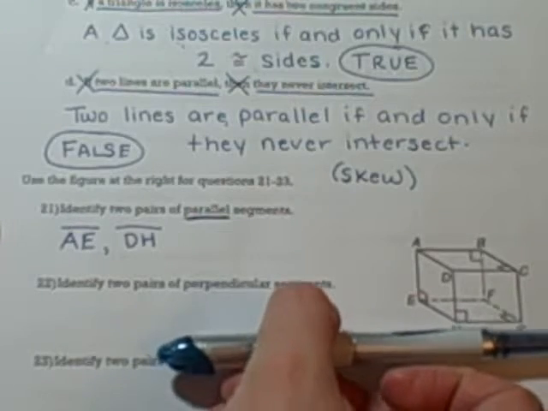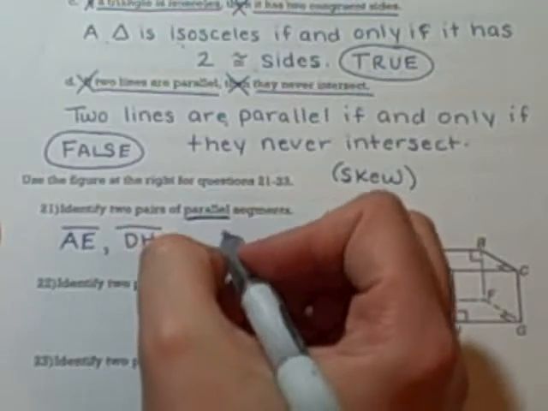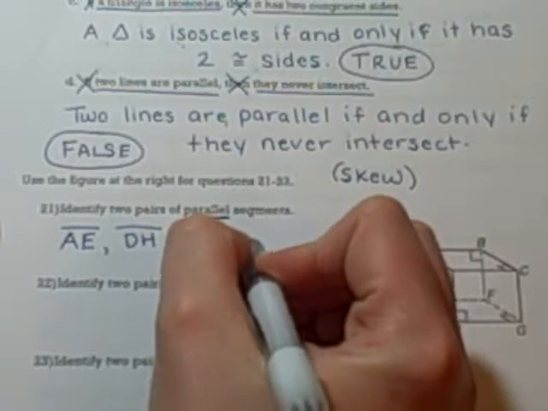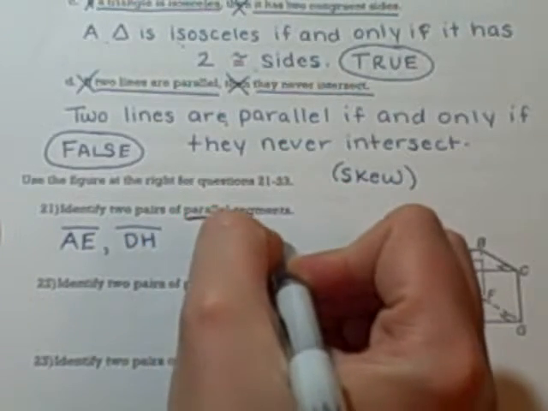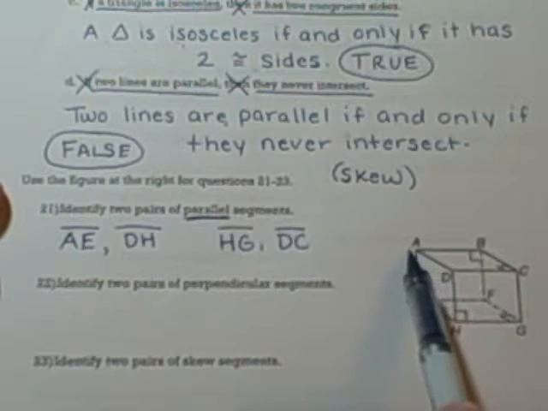So for example, right up front here I have HG, and then up above I have DC. So HG is parallel with DC. Now I just chose two pairs there. There's a lot of pairs you could choose from this diagram, but the key is you want to pick two segments that are going in the same direction.